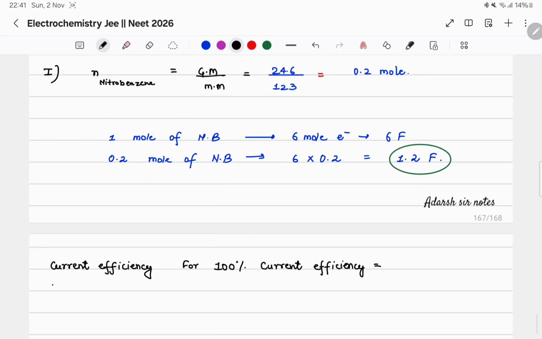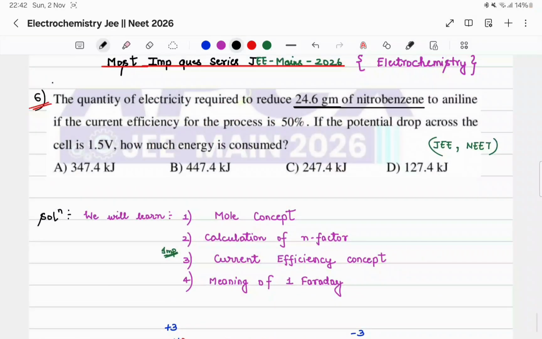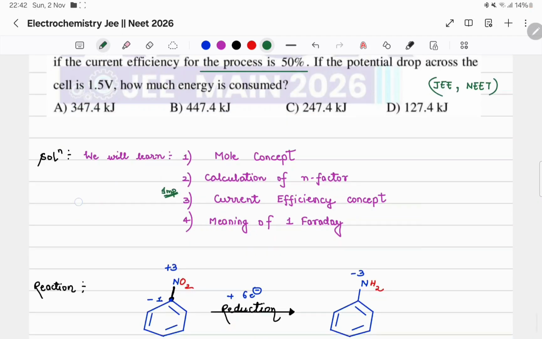For 100% current efficiency, how much Faraday? 1.2 Faraday. 1.2 Faraday charge is utilized for 100%. If 100% current efficiency is there, 1.2 Faraday charge will be utilized. But what percent efficiency has the examiner given? 50% efficiency. So let's check. They are talking about 50%. So what can we do? This is very important. They have given current efficiency 50%.